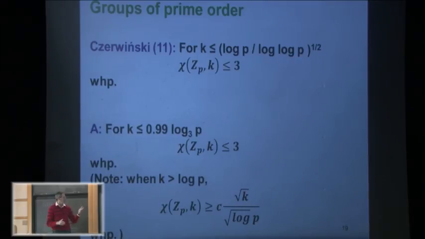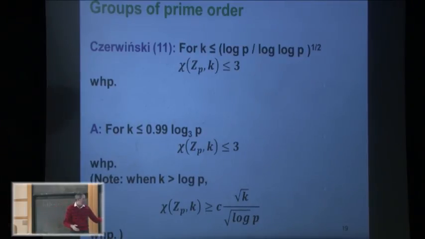And I could show that for a while is for a while longer, right? So for every k up to 1 minus epsilon, or 0.99, log base 3 of p, the chromatic number of ZP with respect to k random generators is at most 3. And note that indeed immediately after log p, so I'm not sure about the constant here, but right after log p, the chromatic number starts increasing, right?